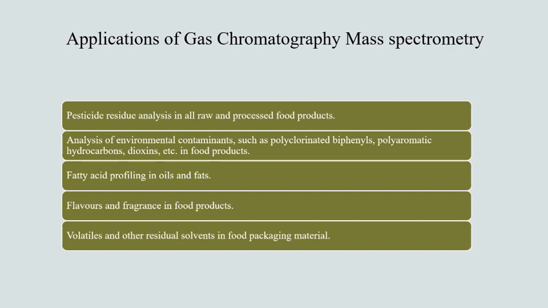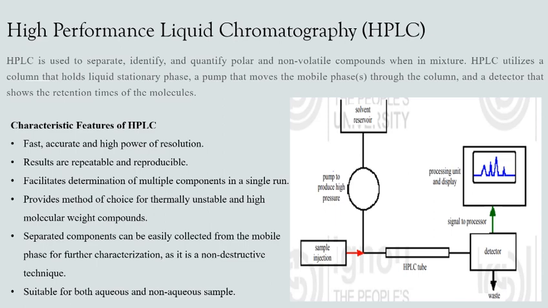Next analytical technique used in food analysis is high performance liquid chromatography, in short HPLC. HPLC is the advanced version of liquid chromatography. HPLC is used to separate, identify and quantify polar and non-volatile compounds when in mixture. HPLC utilizes a column that holds liquid stationary phase, a pump that moves the mobile phase through the column, and a detector that shows the retention time of the molecules.